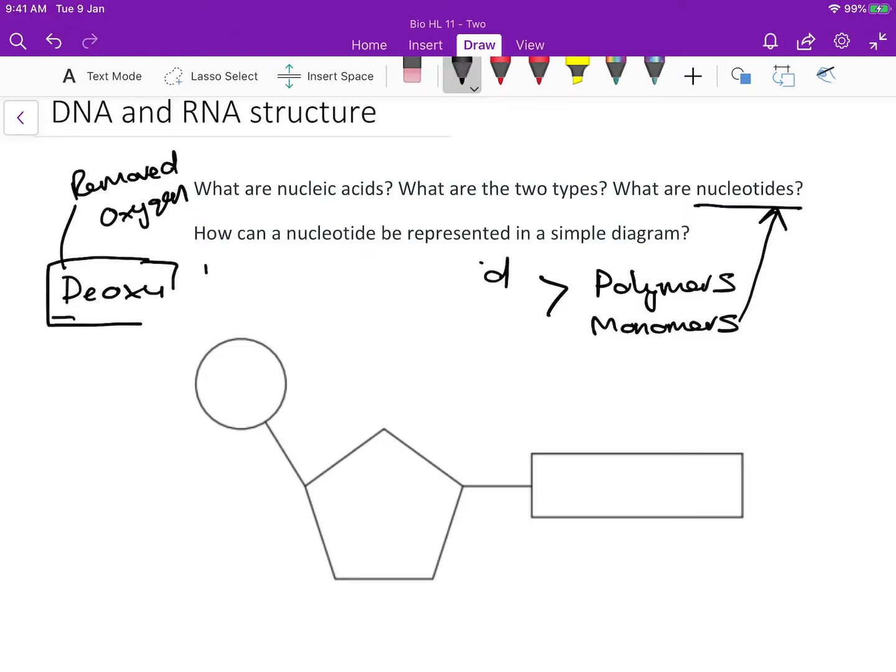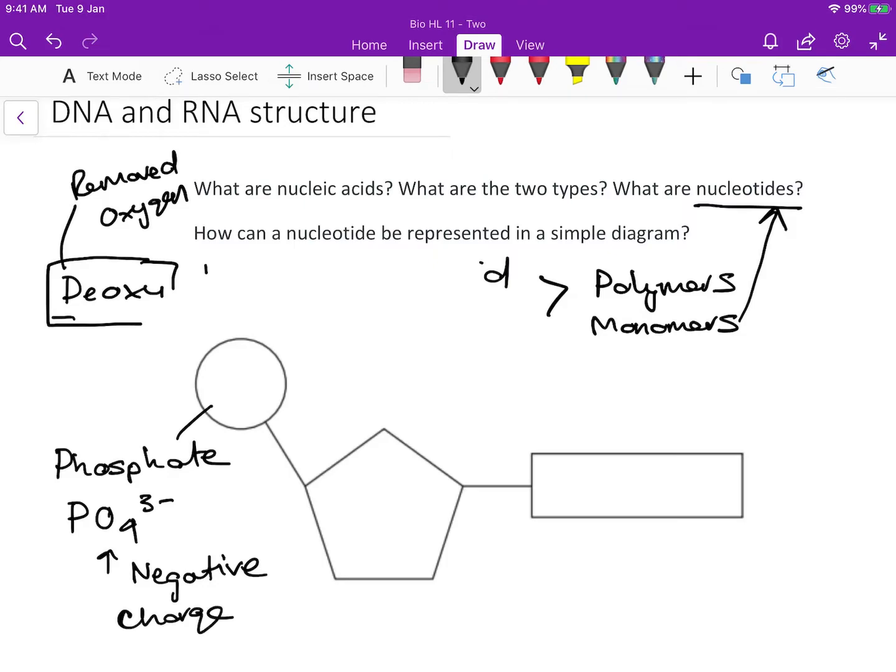So I want you to draw along and try and label it. So the circle is representing phosphate. It's a phosphate group, PO4 3-. So it's got this negative charge to it. And that's important for separating DNA. We can attract it, it'll attract two positives because of the phosphate.